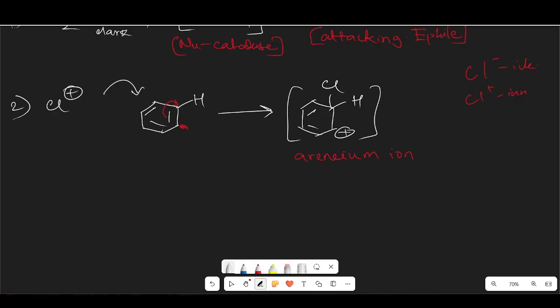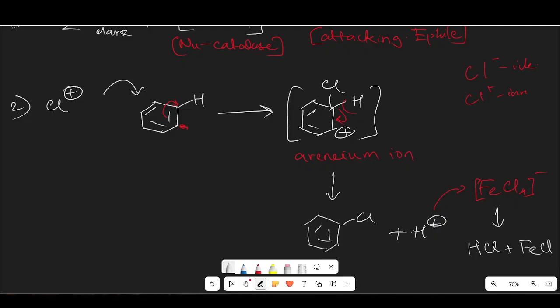This rearranges in such a way that this hydrogen leaves, this pi bond transfers back here, and this forms chlorobenzene as we know it, and a free proton. Now this free proton will go and attack that complex we mentioned earlier, FeCl4 minus. It will liberate that one chlorine and it will form HCl, and FeCl3 will be regenerated.